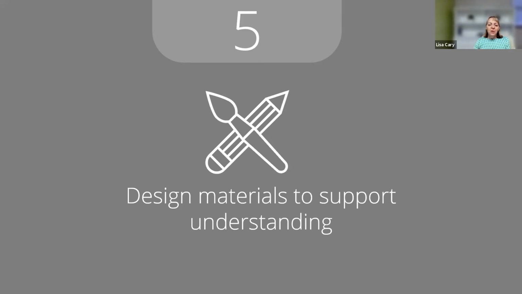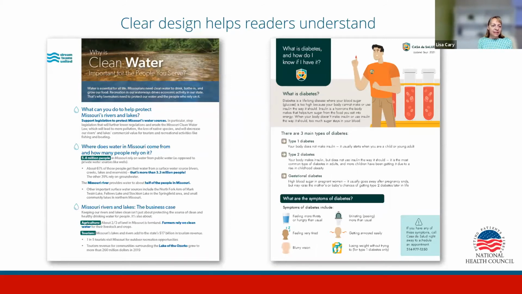Okay. So our 5th strategy is to design materials to support understanding. And that simply is the ingredients of health literate design: color, visuals, typography, white space. All of these elements, though, should really support and not distract from your purpose and your audience. And that's why it's so important to have those in your mind. So let's talk about some of these concepts.